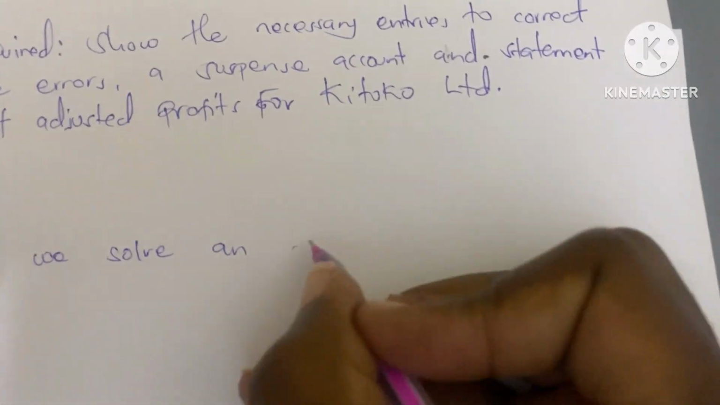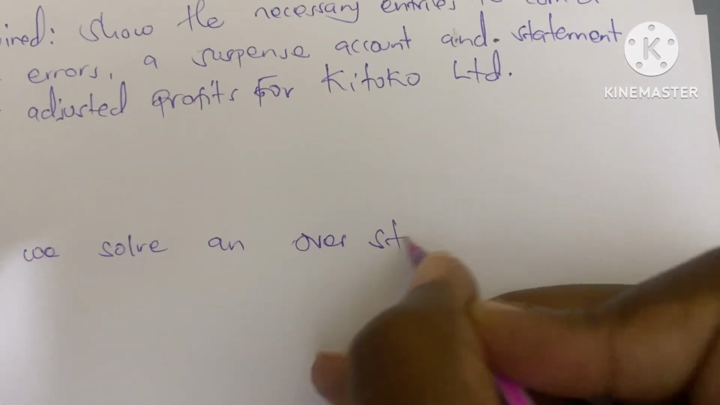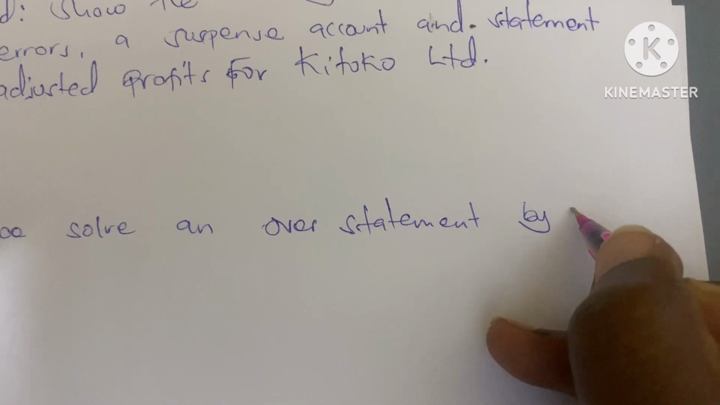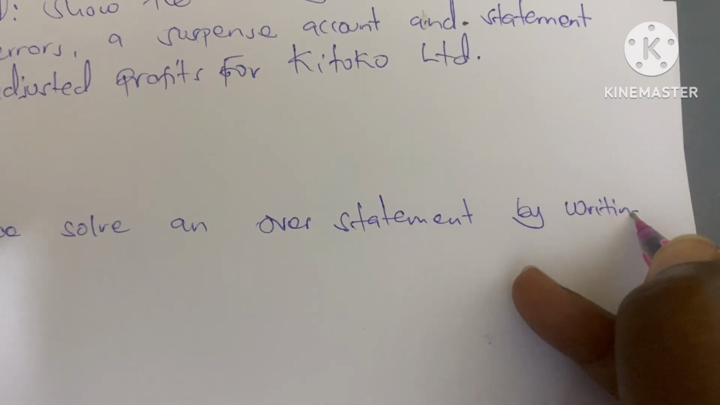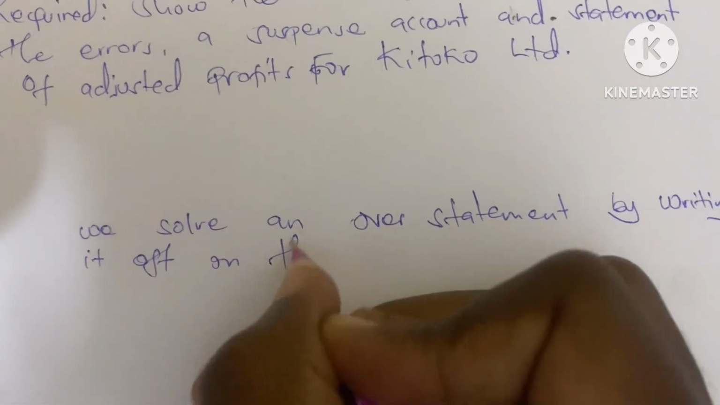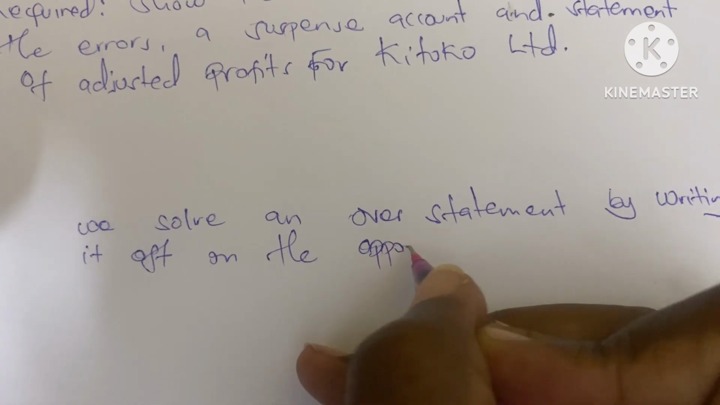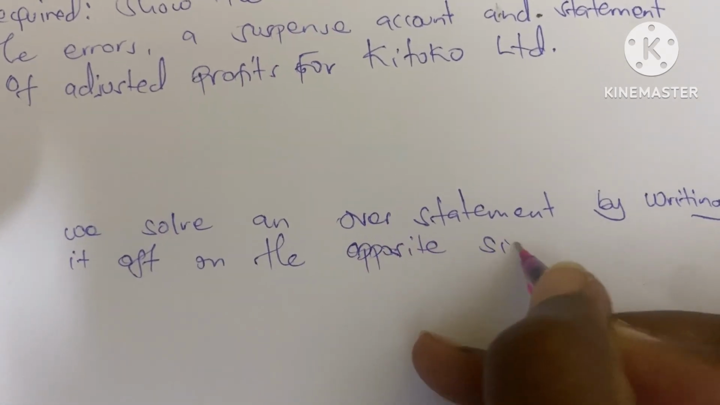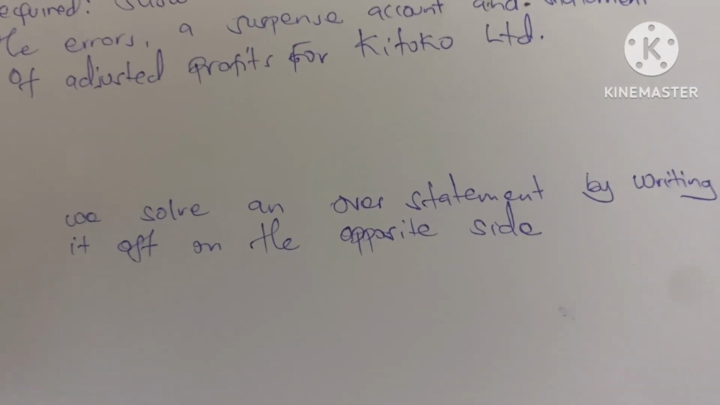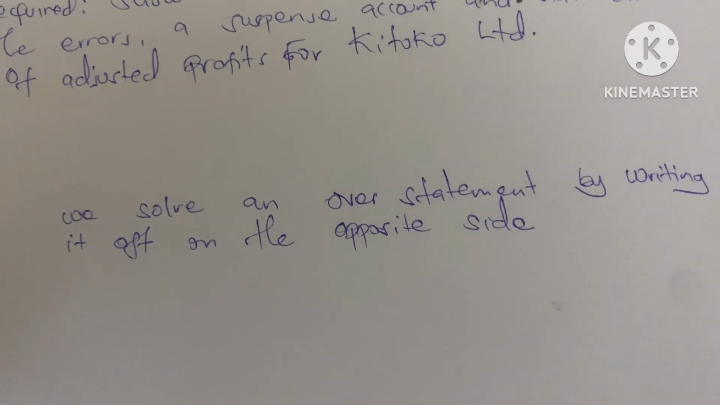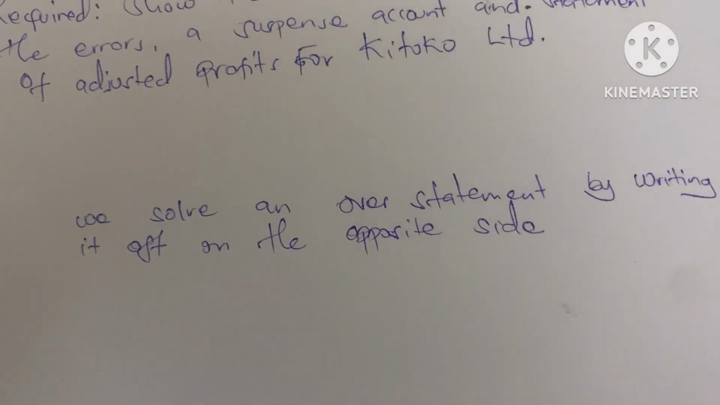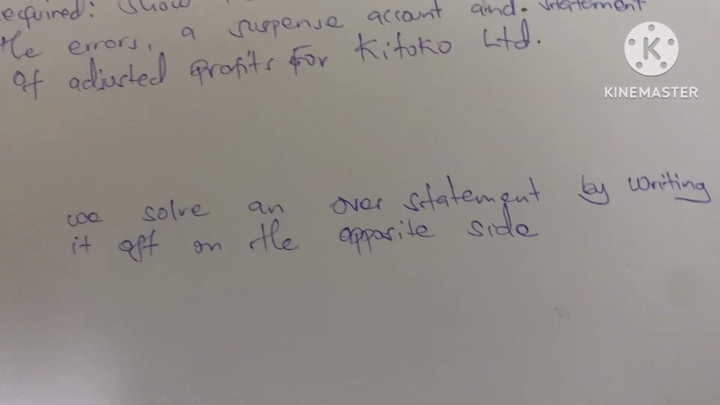We solve an overstatement by writing it off on the opposite side. So remember, when sales are increasing, we credit. So if it was overstated, meaning it was put on the credit side, we solve an overstatement by writing it on the opposite side, which is the debit side.